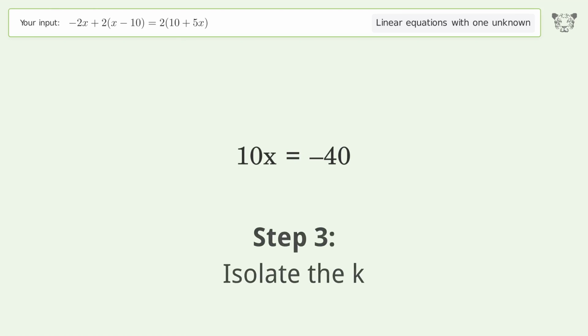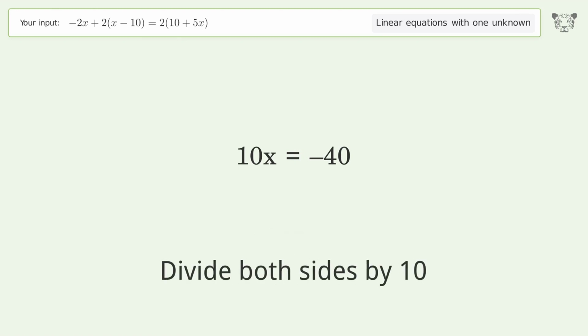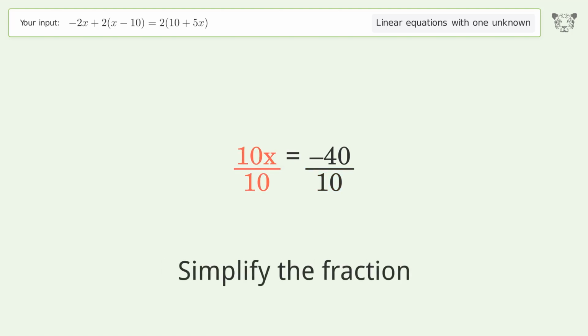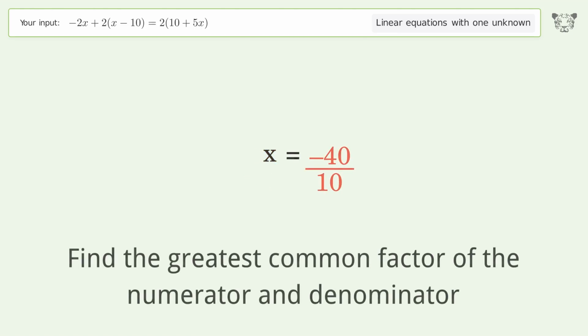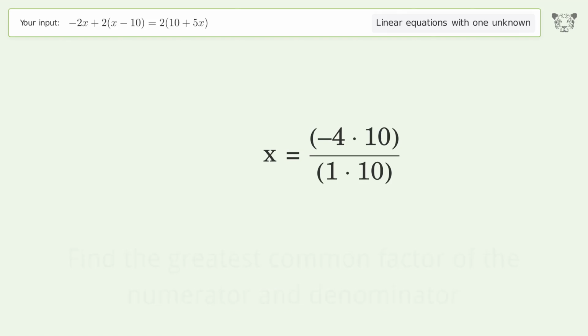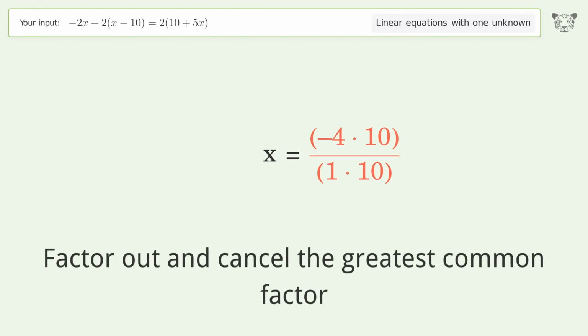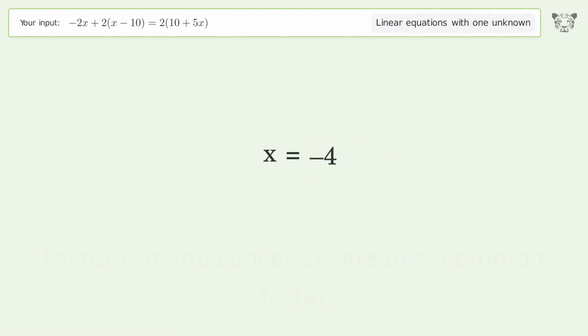Isolate the k. Divide both sides by 10. Simplify the fraction. Find the greatest common factor of the numerator and denominator. Factor out and cancel the greatest common factor. And so the final result is x equals -4.